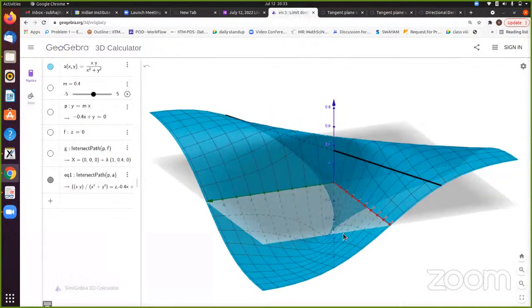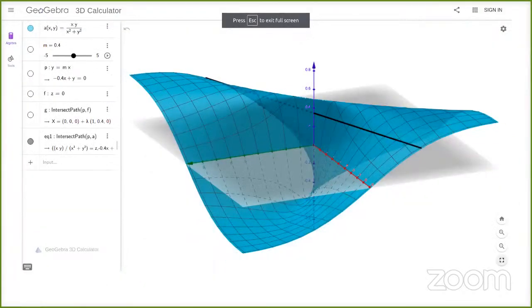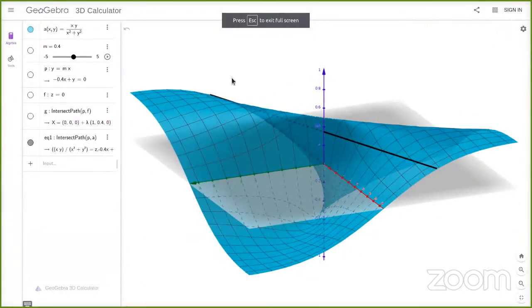Can you see this screen? Is it visible to everyone? Yes, sir.